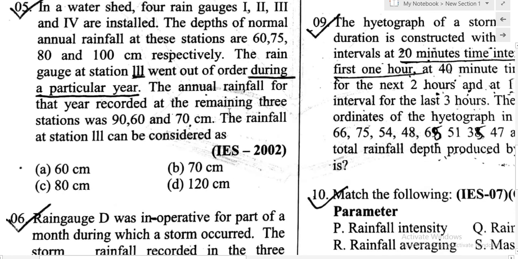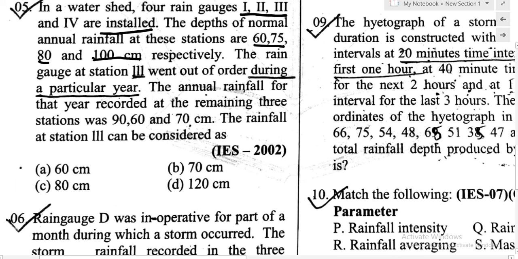Now you see question 5. In a watershed, 4 rain gauge stations 1, 2, 3 and 4 are installed. The depths of the normal annual rainfall at the stations are given for all of them: 60, 75, 80 and 100 centimeter.